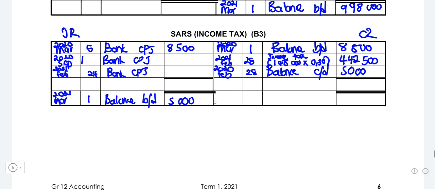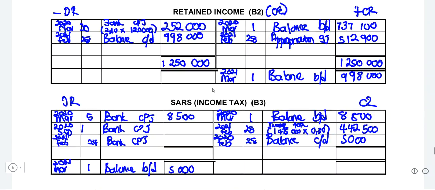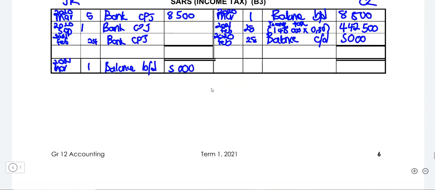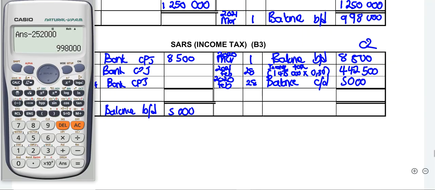Now the last account that we have to close off is our SARS income tax. You can look at all those other accounts are closed, so we just need to close off our SARS income tax. Now in order for us to do that, we need to remember where are we going to have the balancing figure, but obviously we are going to balance with the credit side because the two equal amounts that we need to look for are on the debit side. So let's do it. So if you say 8,500 plus 442,500, and then also plus 5,000, it's giving you 456,000.